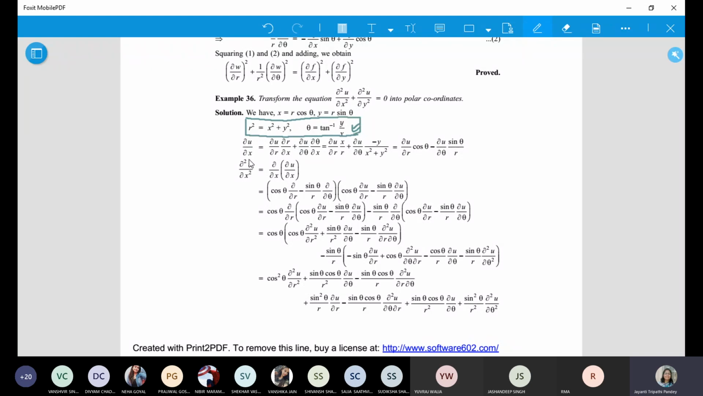Now remember to differentiate it with respect to x and y. So when you write del u by del x, what will you do? It is del u by del r into del r by del x. Because we want everything in r and theta. Plus del u by del theta into del theta by del x. So it's simple to calculate. If your r square is this, what is del r by del x? It is x by r, na?